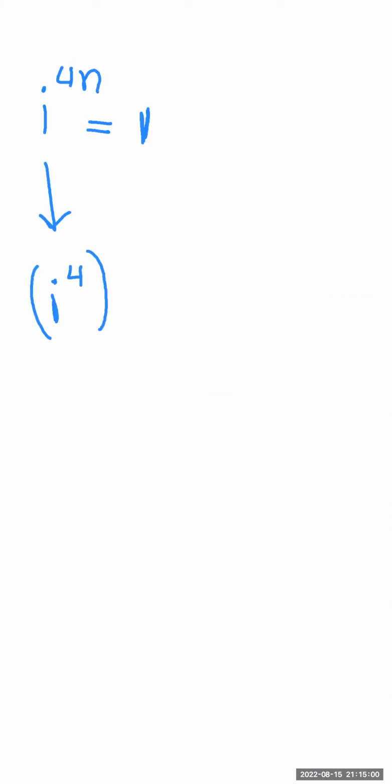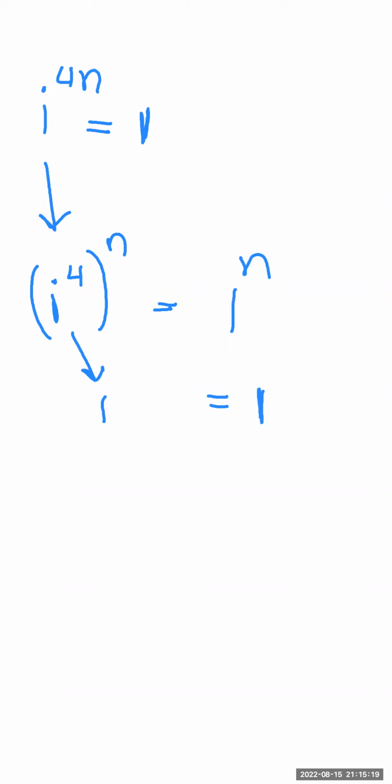Now, if my question is like that, I to the power 4n, of course it will equal 1. Why? Because I to the power of 4n is I to the power of 4 all to the power n, correct? I to the power of 4 means 1, so this means 1 to the power n, and 1 to any power equals 1. Okay?